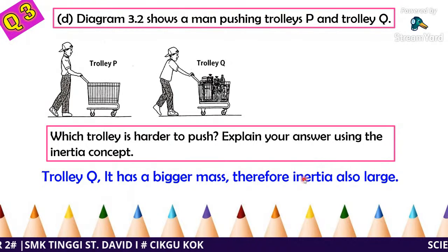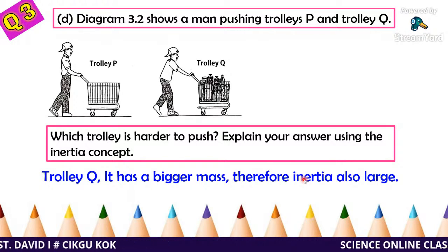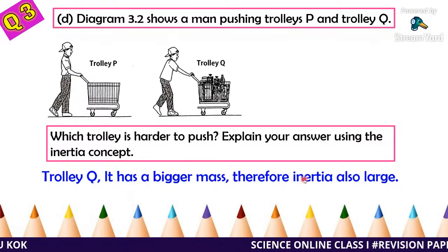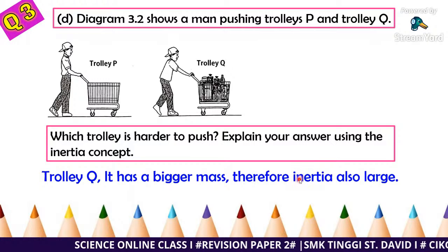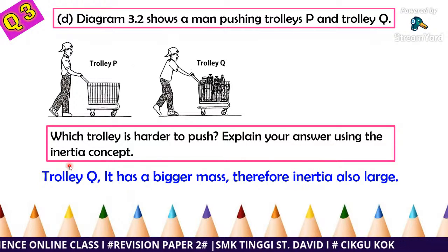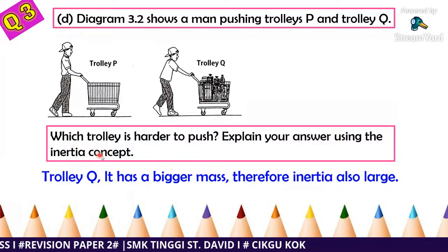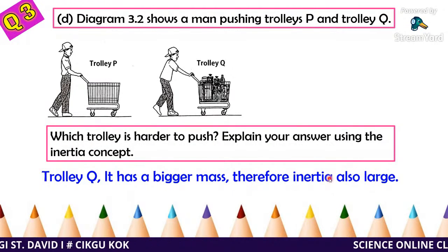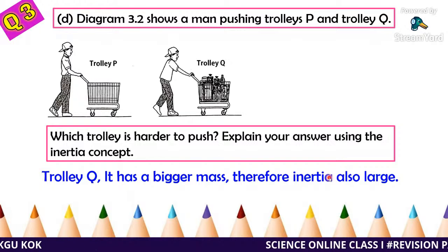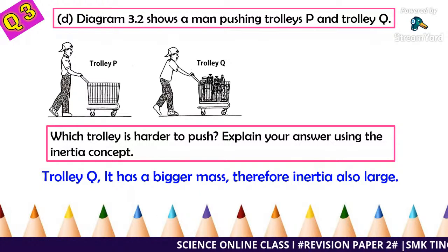Okay, the mass of Q is larger, heavier than trolley P. Okay, Joey, your answer is correct. Then after that, they also have larger inertia. So this one uses the inertia concept. That means you mention the mass, but the last one, you still need to mention inertia. So this one we call the inertia concept.